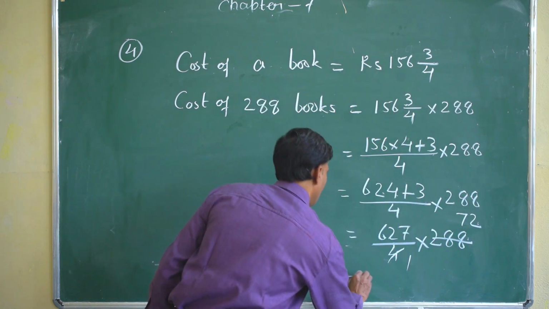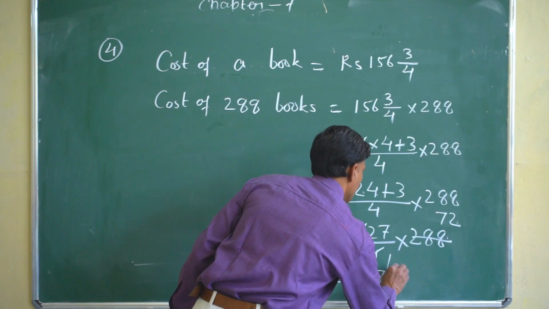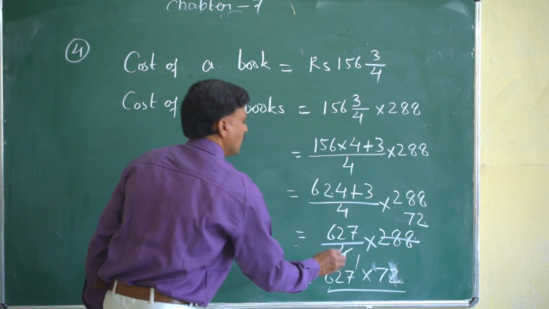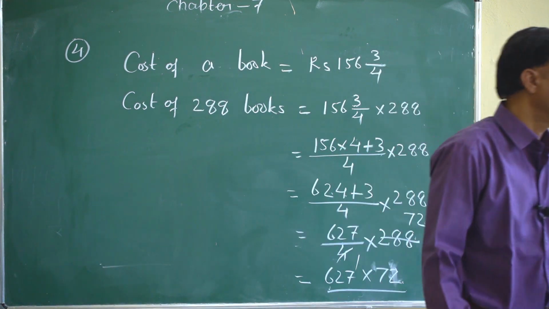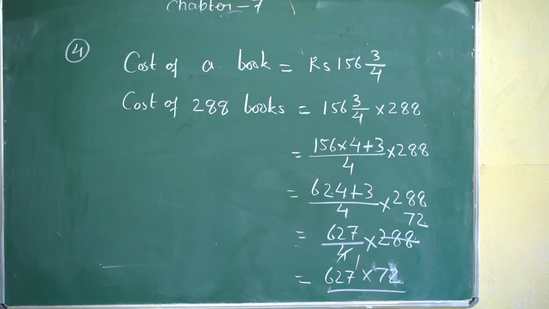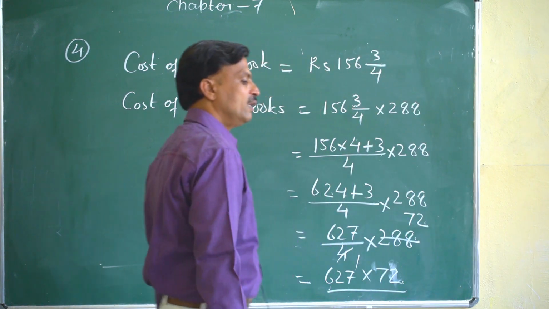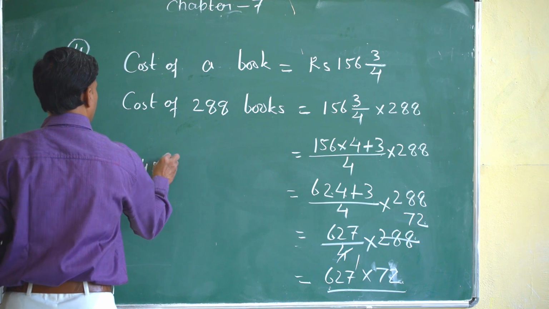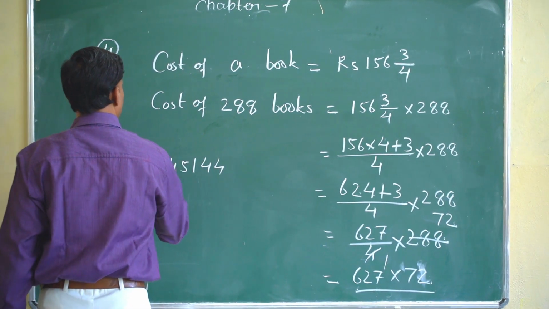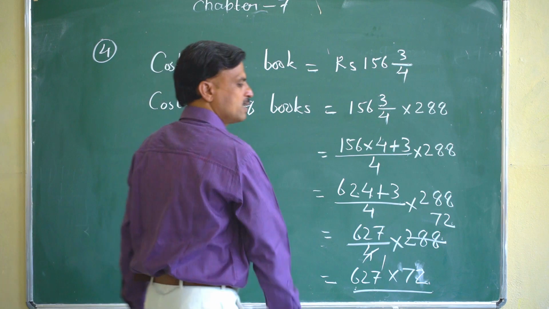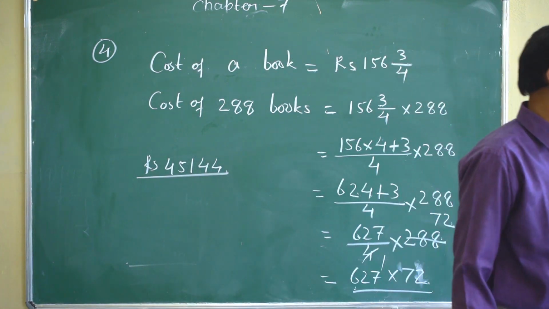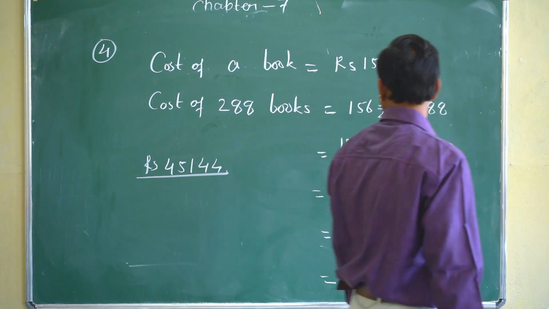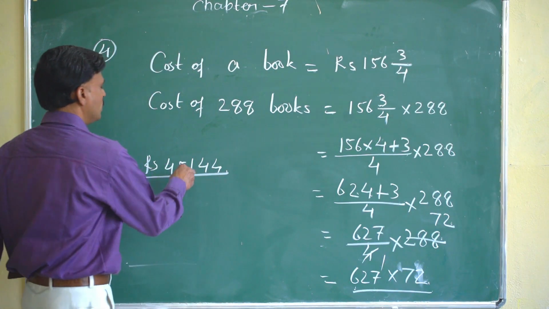So we will multiply 627 by 72. So we'll get the answer. 627 multiplied by 72, we'll get 45,144. If you multiply, you will get this value. 627 multiplied by 72 is 45,144.